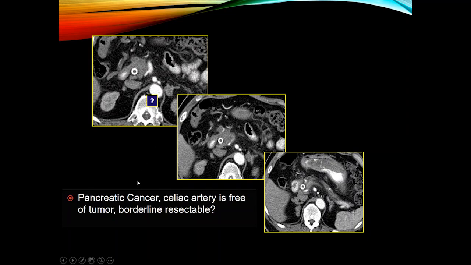Here's a patient where we are staging the pancreas cancer and the celiac artery is free of tumor. And so you wonder whether it could be resectable. However, this patient also has a right hepatic artery arising from the SMA. And in this case, the tumor is encasing the right hepatic artery near its origin off the SMA, and therefore the patient is not a surgical candidate at this time.